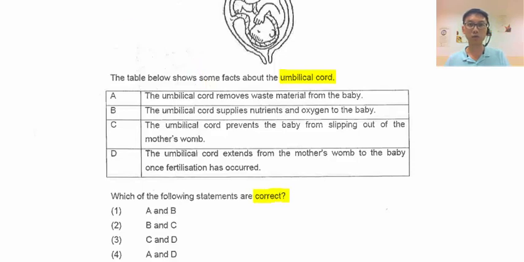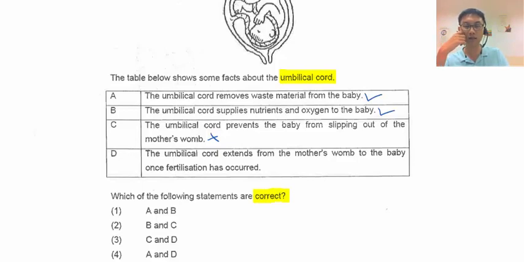Umbilical cord removes waste material from the baby. Yes, that's true. Umbilical cord supplies nutrients and oxygen to the baby. Yes, that's true as well. Umbilical cord prevents the baby from slipping out. Not really. The umbilical cord doesn't prevent the baby from slipping out. And D, the umbilical cord extends from the mother's womb to the baby once fertilization has occurred.